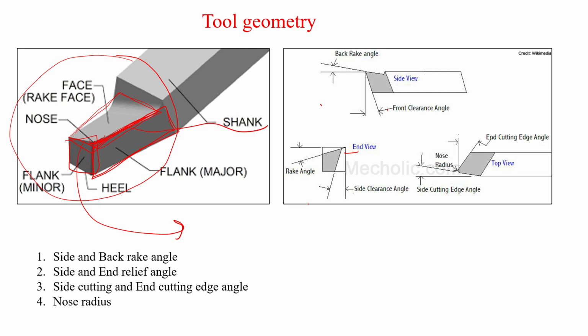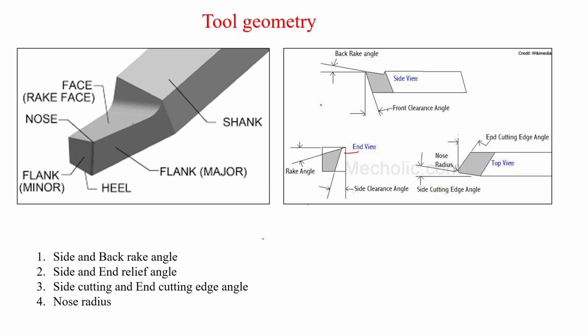So first of all, can someone tell me what is rake angle? You have already learned. Can anyone tell me what is rake angle? Rake surface making angle with principal plane. What is principal plane? Means reference plane. Right. You're absolutely right. The angle between the rake surface and the reference plane is called the rake angle.